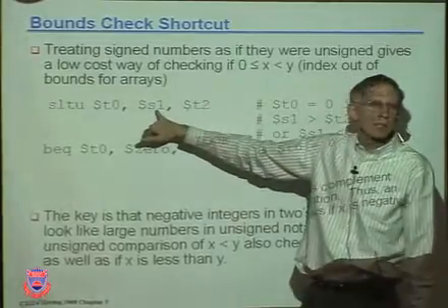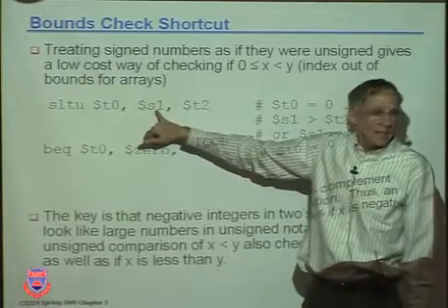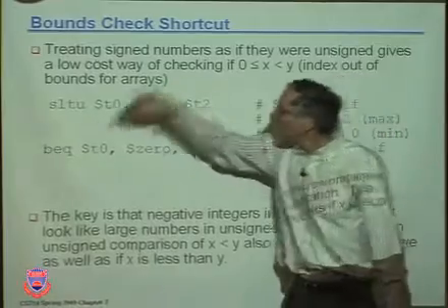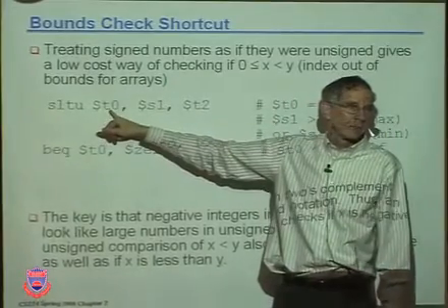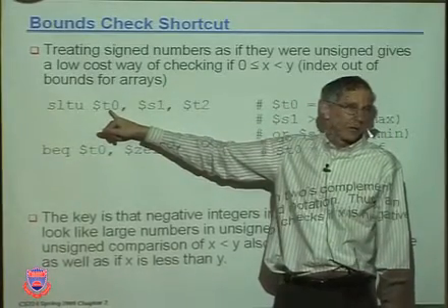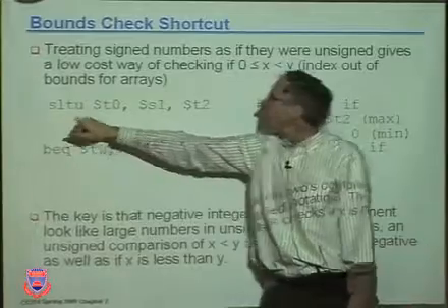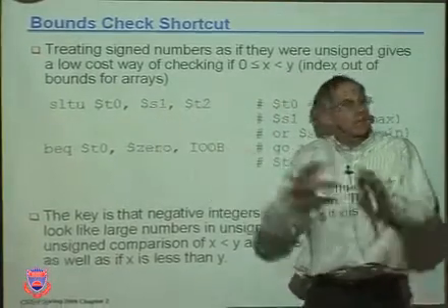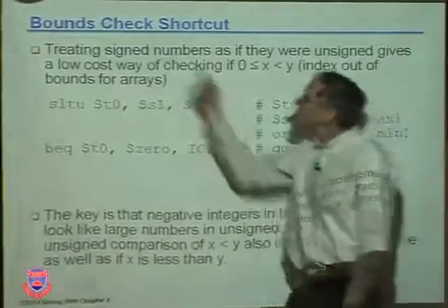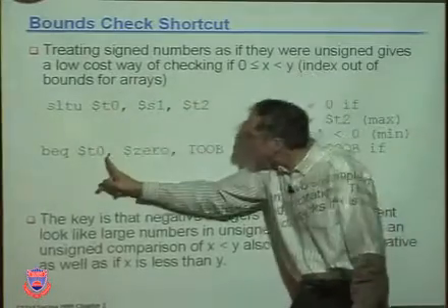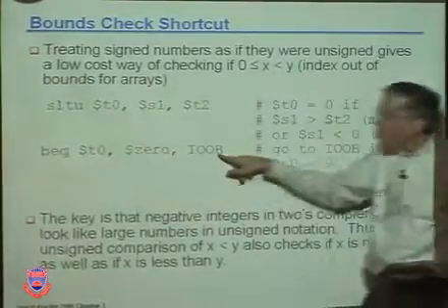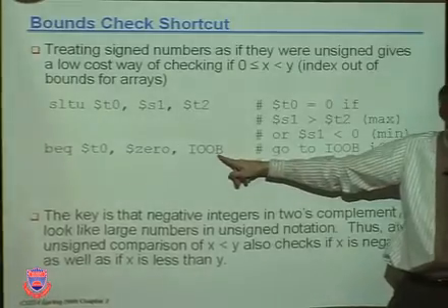Okay, so now look what happens. If this is a negative number, or if it's bigger than T2, what happens here? Zero, because it says set less than. So if this is less than that, and it's not a negative number, that's what I want. That means it's in bounds, and I set this to be 1, it comes down to here, and if that 1 is different than 0, I don't branch to index out of bounds.